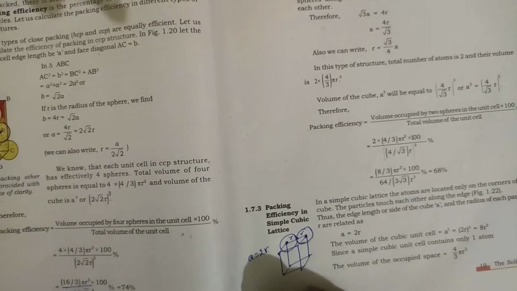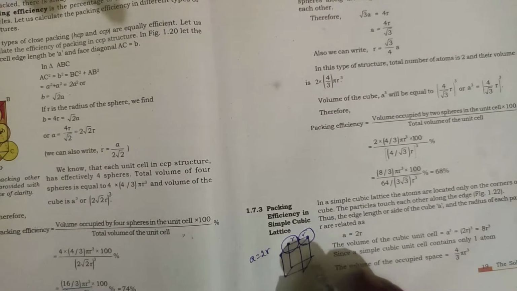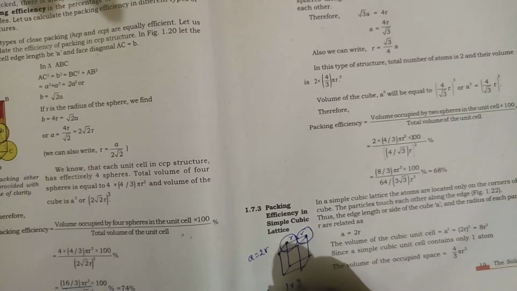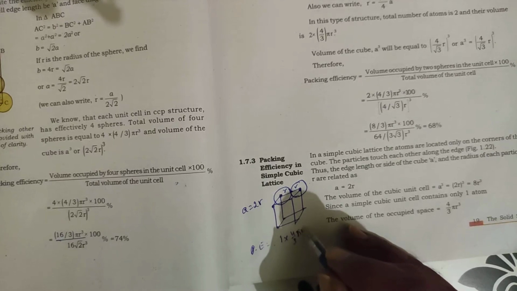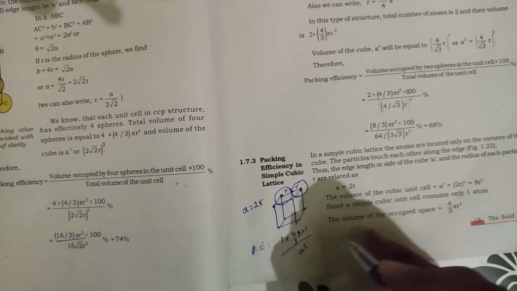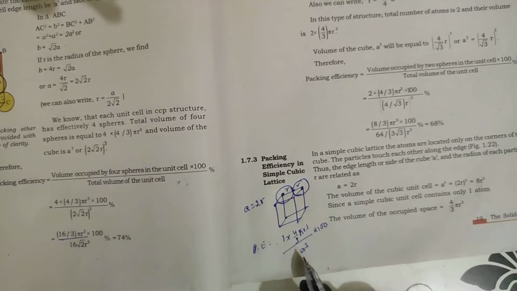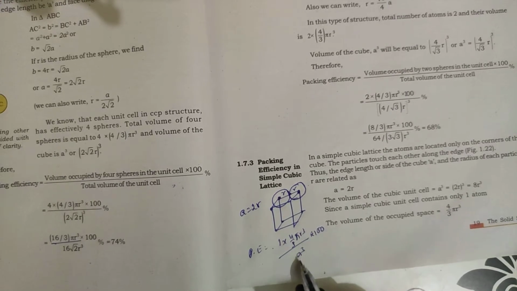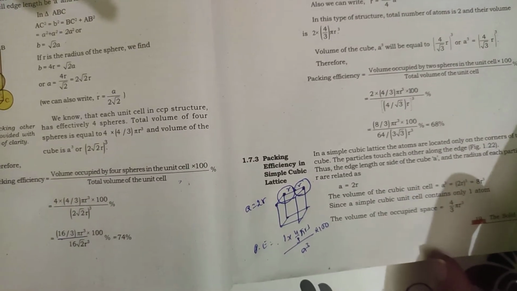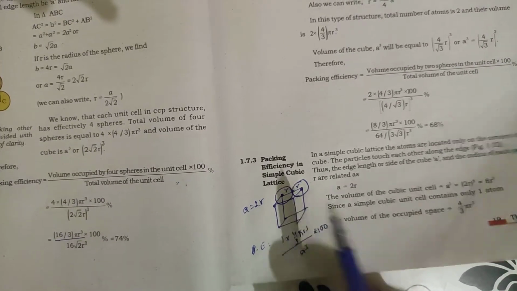How many atoms will you be getting? Packing efficiency means number of atoms. How many are there? You will be having only the corners, 1 by 8 into 8, so 1, into 4 by 3 pi r cube by a cube, into 100. And you know that a is equal to 2r. So if you substitute 2r here, you will be getting 4 by 3 pi r cube by 2r whole cube into 100. Clear? For the primitive cell, you will be having particles only at the corners.